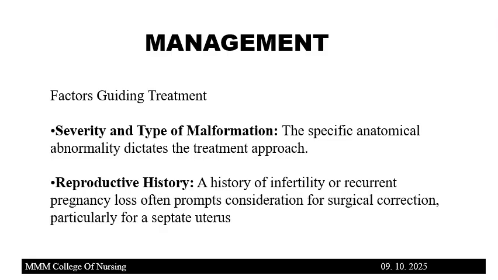The specific anatomical abnormality dictates the treatment approach. Reproductive history. History of infertility or recurrent pregnancy loss often prompts consideration for surgical correction, particularly for a septate uterus. So if a woman gives you the history of infertility or recurrent pregnancy loss, then we go for a surgical correction. Otherwise the surgical procedure is not indicated. So these are the factors that guide the treatment: severity and type of malformation and reproductive history.